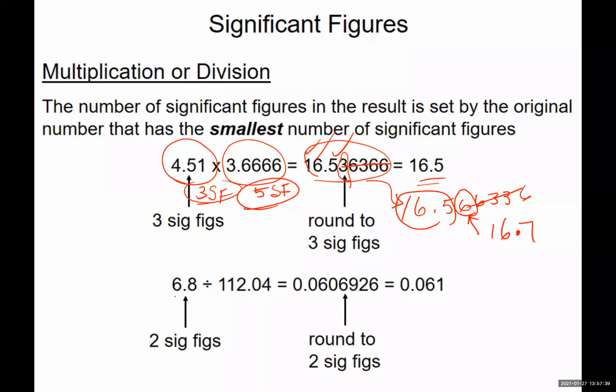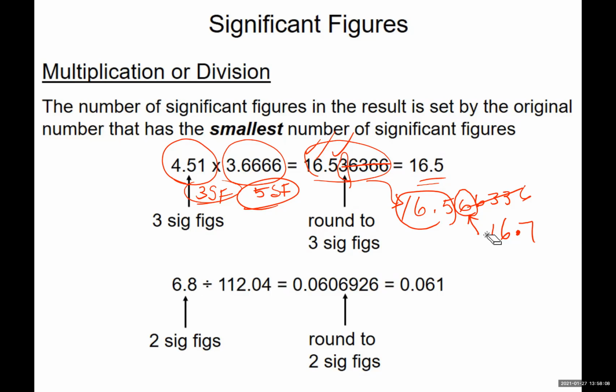The same rule applies to dividing measured numbers. Look at number of decimal points. There is 1 decimal place. Here, there are 2 decimal places. Smaller number is 1. My answer should have only 1 decimal place. I beg your pardon, I'm sorry.